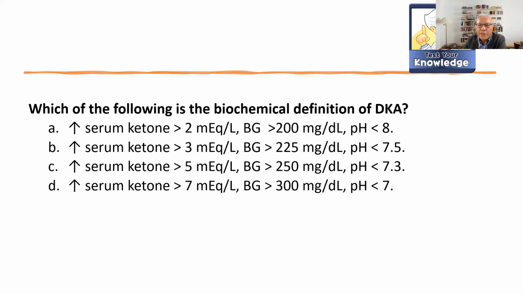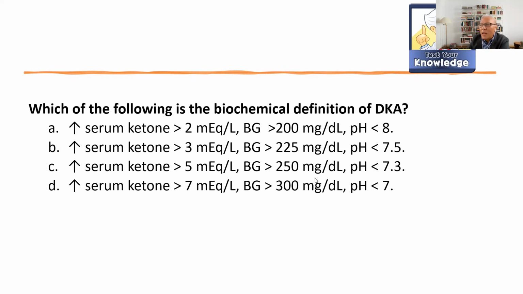All right, how about the others? Okay, so you remember the answer here is letter C. You remember that DKA is defined as an increase in the serum ketone concentration above 5 MEQs per liter. So letter C is the correct response.